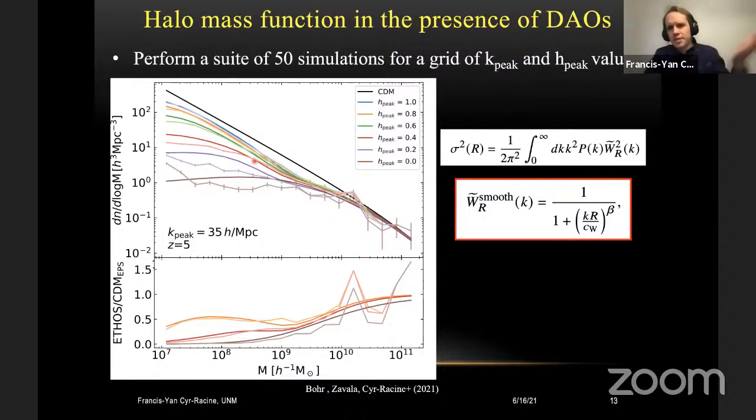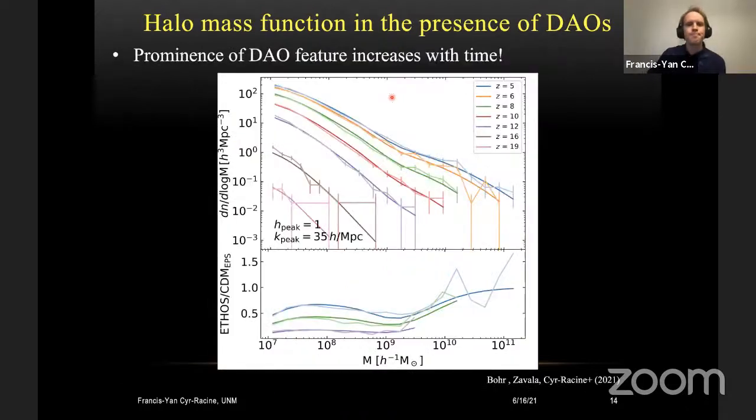And of course, what I've shown you was just a theoretical calculation, but now in order to test this in practice and see whether this is a real thing or not, we've actually run a big suite of simulations in these models that have these acoustic oscillations and computed the mass function from the simulations. And indeed, we observed this behavior, that the mass function does deviate from CDM at a certain scale, but then turns over, and how much it turns over depends on how big these DAOs actually are within this transfer function. So our expectation from theory actually matches what we get from simulation.